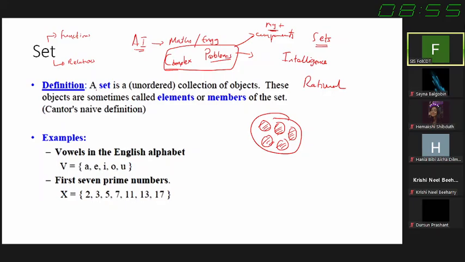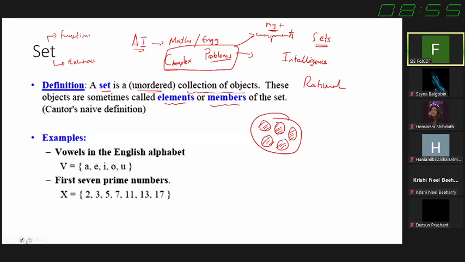So what is the definition? A set is a collection of objects, unordered in most cases, a collection of objects. These objects are sometimes called elements or members of the set.